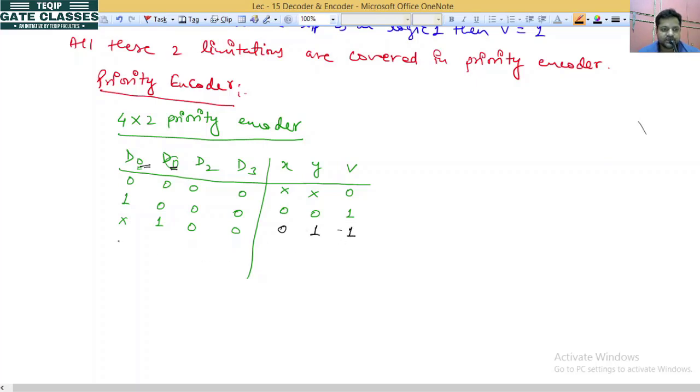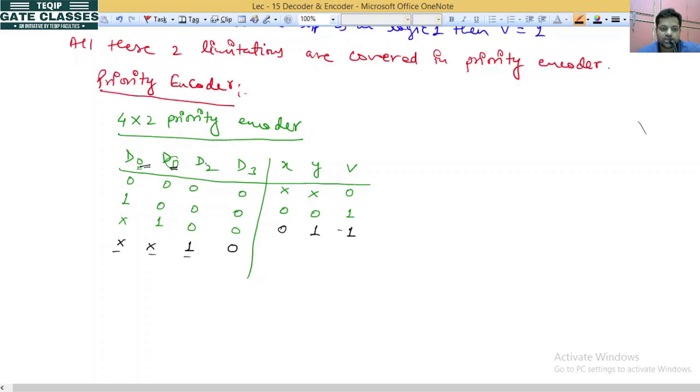Now for the next, suppose it has any combination, either 0 0 or 0 1 or 1 0 or 1 1. Okay, now in this case we have D2 as 1 and this one as 0. So the values of these three inputs may be 1 at a time. So which one will be reflected on the output?